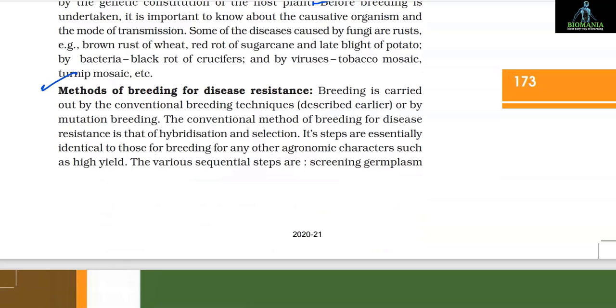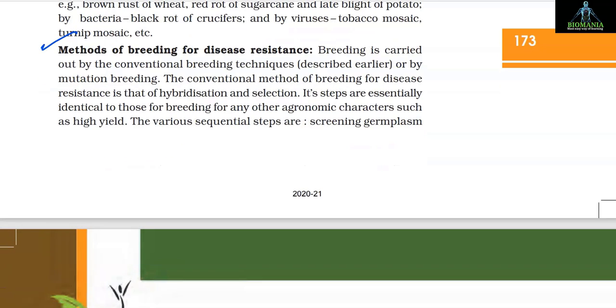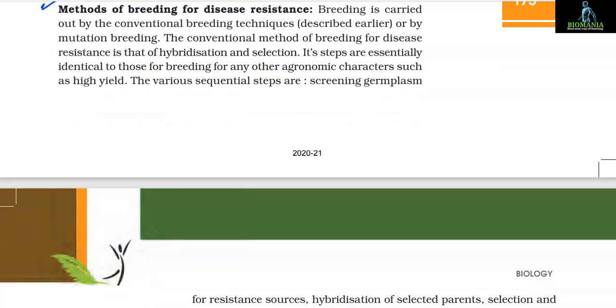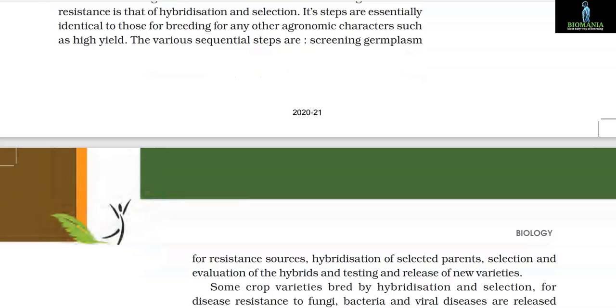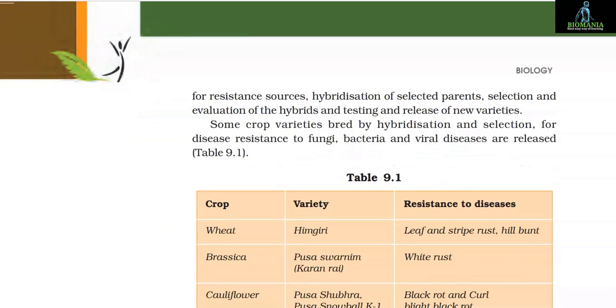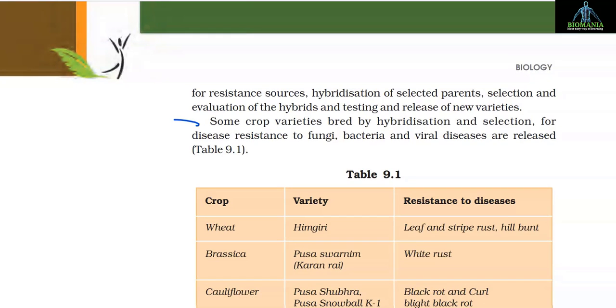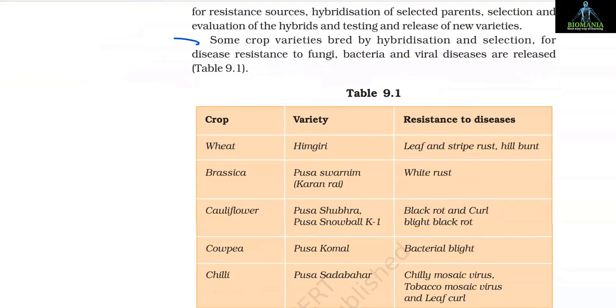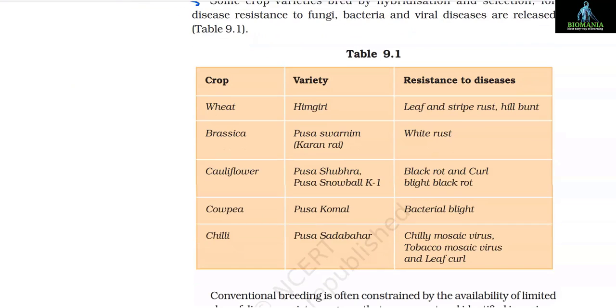Breeding is carried out by conventional breeding techniques or by mutation breeding. The conventional method of breeding for disease resistance is that of hybridization and selection. Its steps are essentially identical to those for breeding for any other agronomic character such as high yield. The various sequential steps are screening germplasms for resistance sources, hybridization of selected parents, selection and evaluation of the hybrids, and testing and release of new varieties. Some crops bred by hybridization and selection for disease resistance to fungal, bacterial and viral diseases have been released.